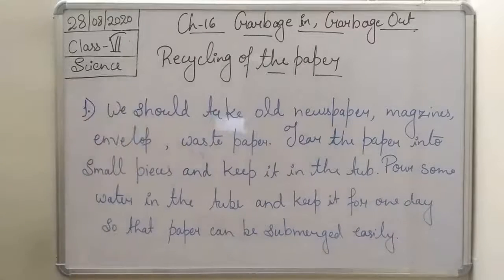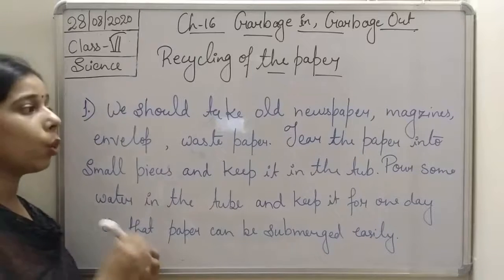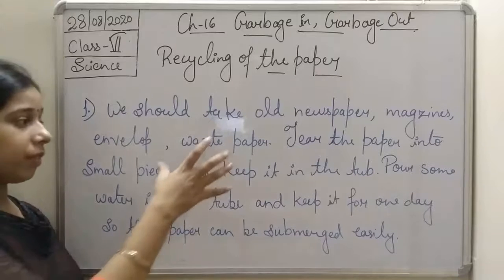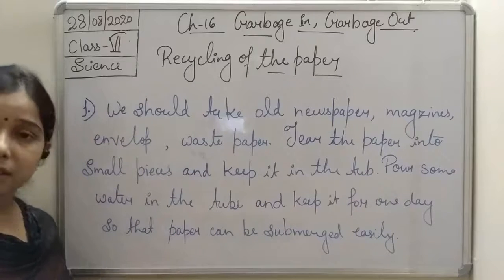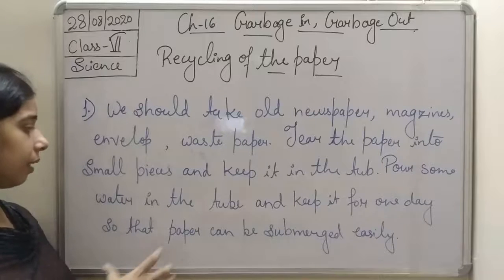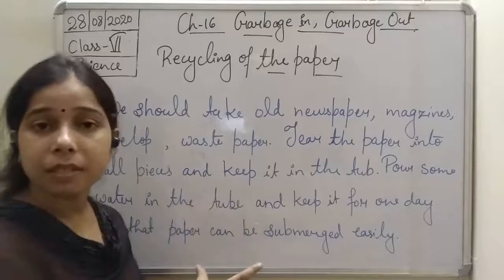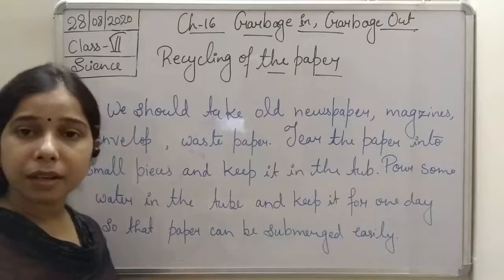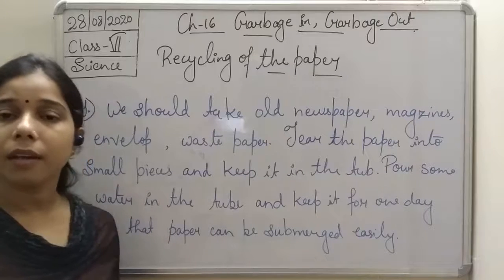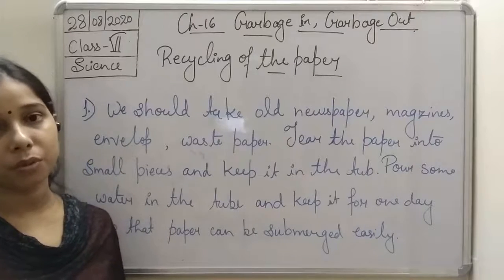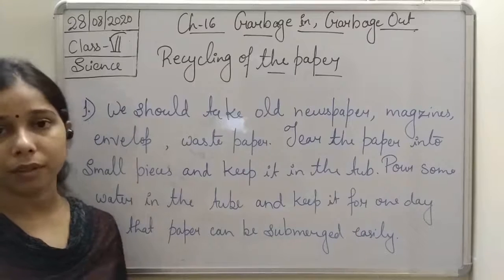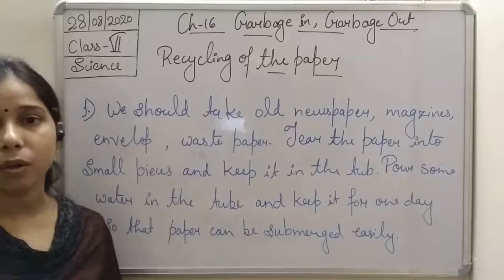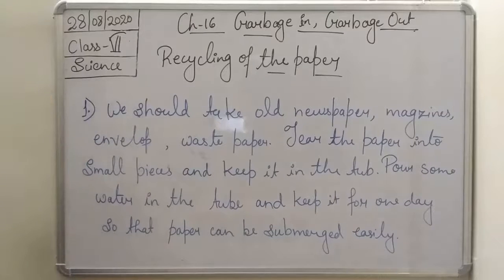Okay, so you see here, students, at first we will take an old newspaper, a magazine, or an envelope, waste paper. First of all, we will tear this paper into small pieces, and after making the small pieces, we will keep it in the tub. Now we will pour water in the tub and keep it left undisturbed for 1 day so that all the paper will submerge in the water easily. Okay, so this is the first step for recycling the paper.